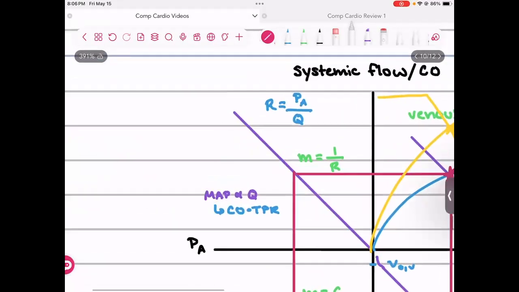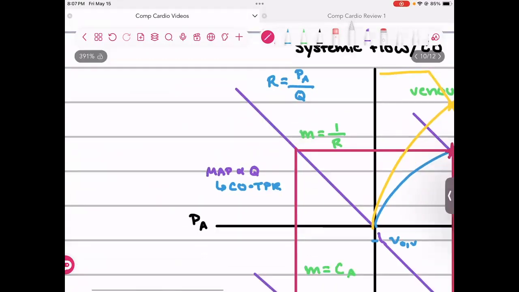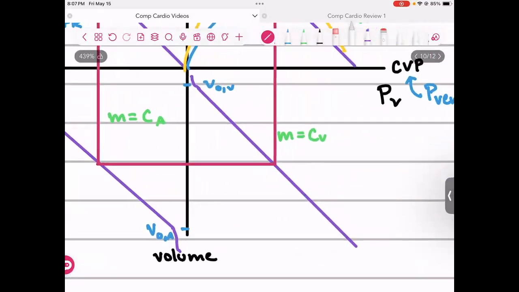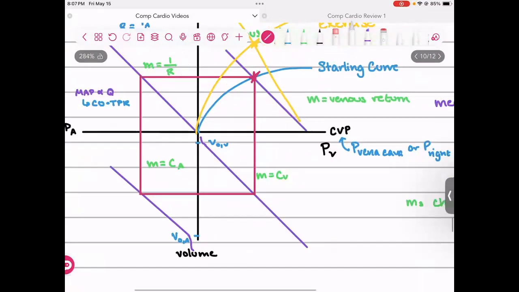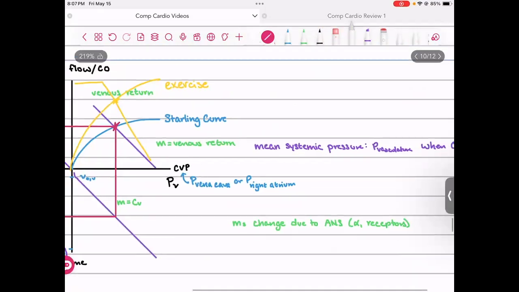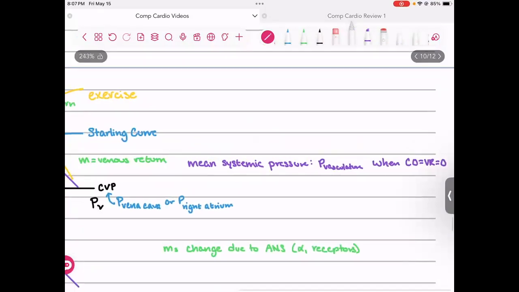Over in the second quadrant, this slope is 1 over resistance, where resistance is the pressure over the flow. Keep in mind that mean arterial pressure is proportional to flow, where MAP equals cardiac output times total peripheral resistance. In the third quadrant, the slope here is our arterial compliance. And in the fourth quadrant, the slope is the venous compliance. The CVP is the pressure in the vena cava, or the pressure in the right atrium. And the mean systemic pressure is the pressure in the vasculature when cardiac output and venous return both equal 0.